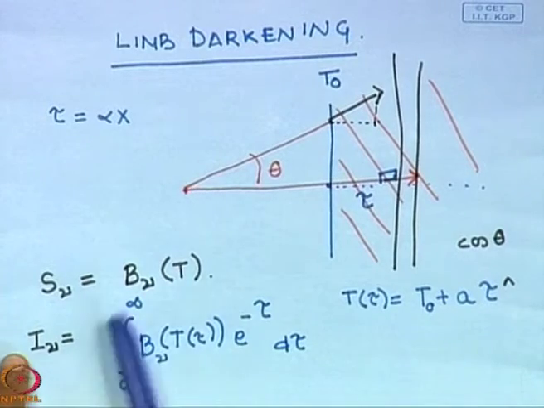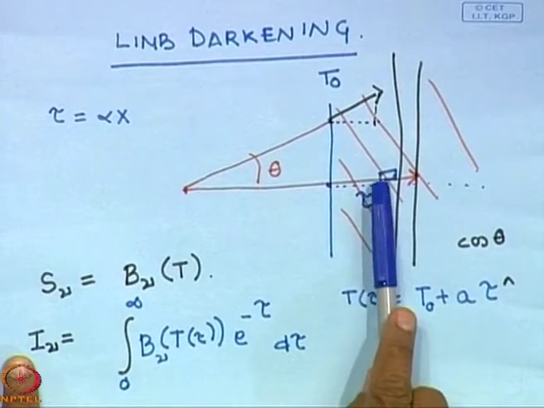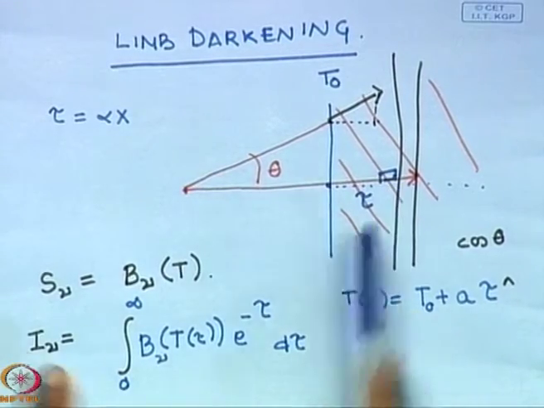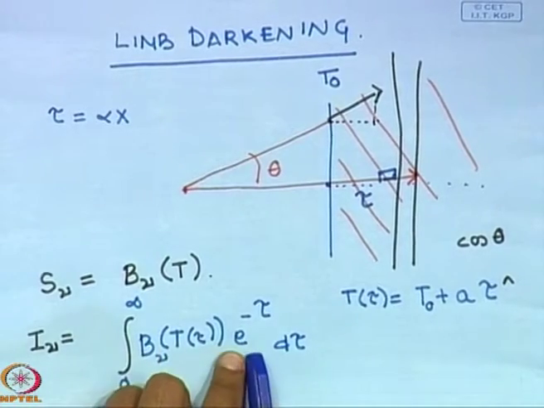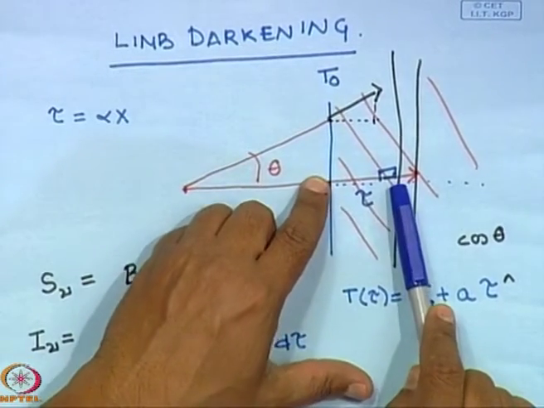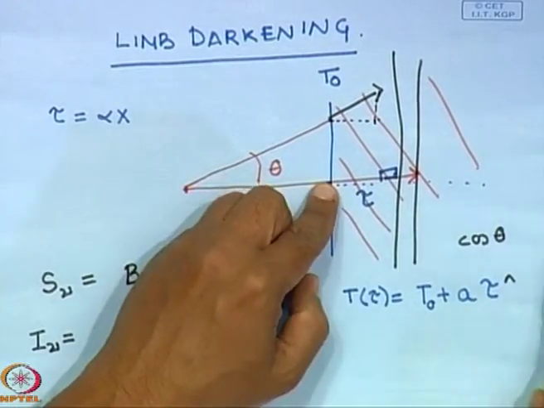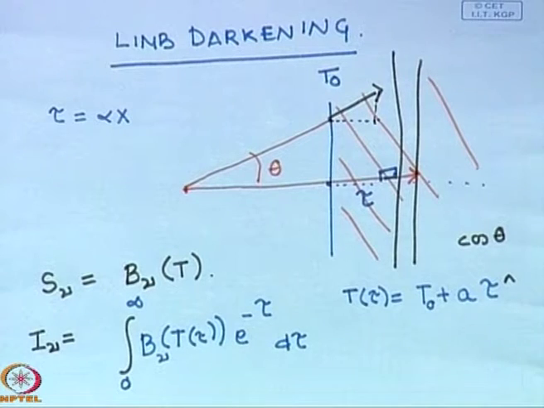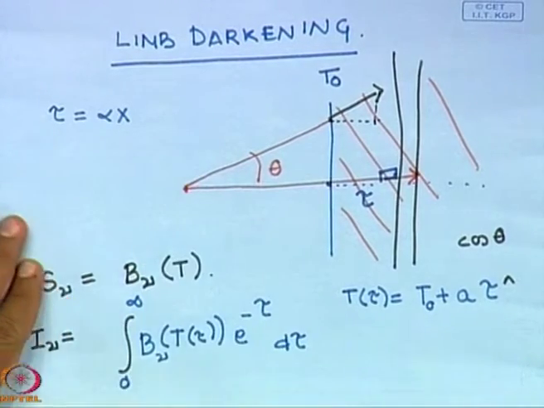So, this is the specific intensity that is going to be measured over here. Each small interval d tau is going to emit this much, that is the source function, and it is going to get attenuated by a factor e to the power minus tau, and I have to add up the contribution from all the way inside. So, this is the specific intensity in this situation.